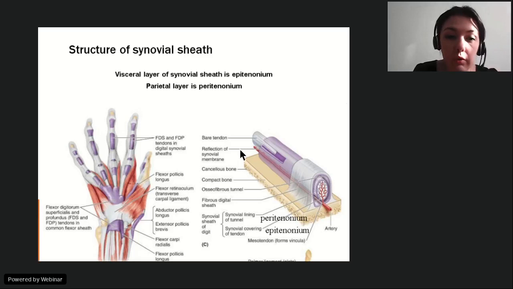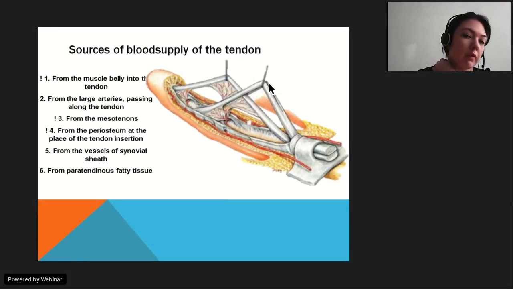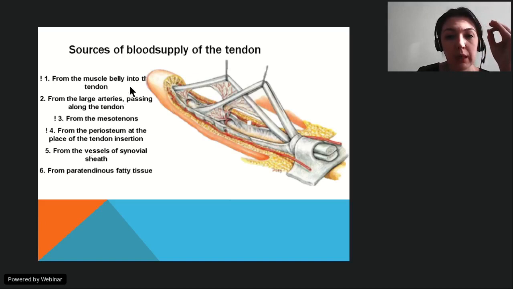So what are the other sources of blood supply of the tendon? Proximally, it is from the muscle belly into the tendon, and also from the large arteries passing along the tendon, but it is usually insignificant. Mainly from the mesotendons, as you can see here, and from the periosteum at the place of tendon insertion, and from the vessels of the synovial sheath, and from peritendinous fatty tissue. But there are three main sources. It is the muscle belly proximally. Distally, it is from the periosteum at the place of tendon insertion, and also along the middle, it is the mesotendons.